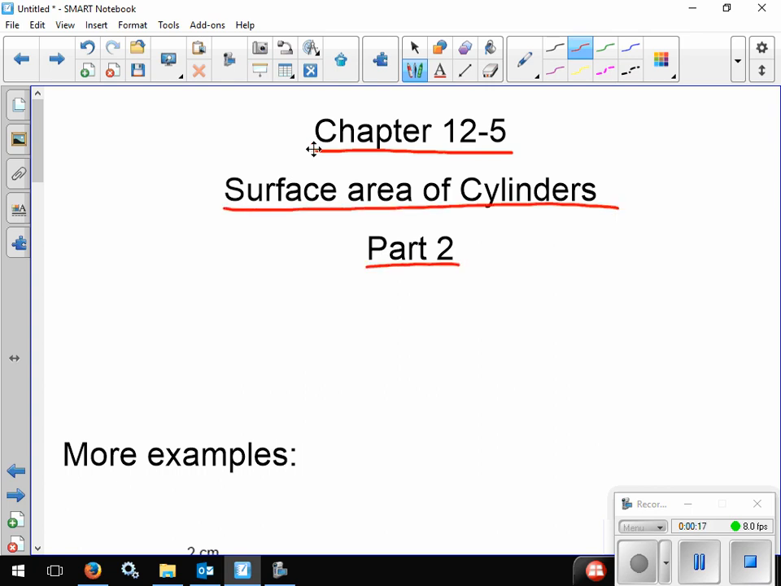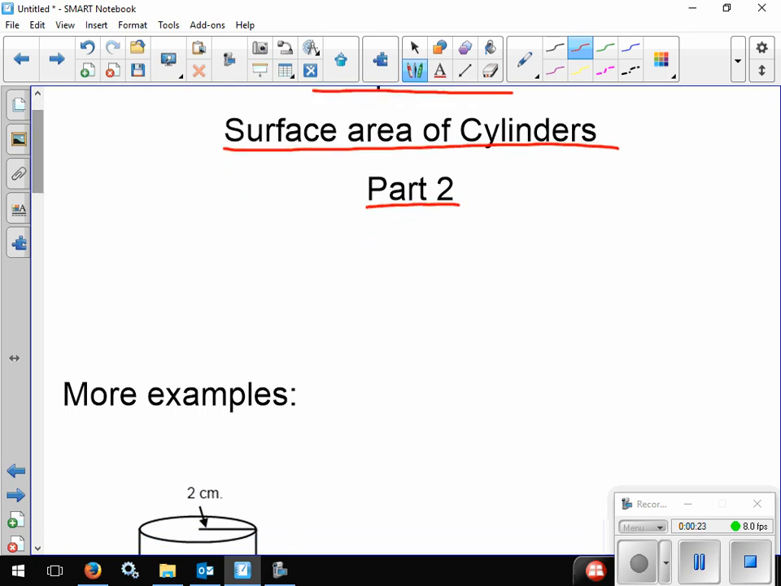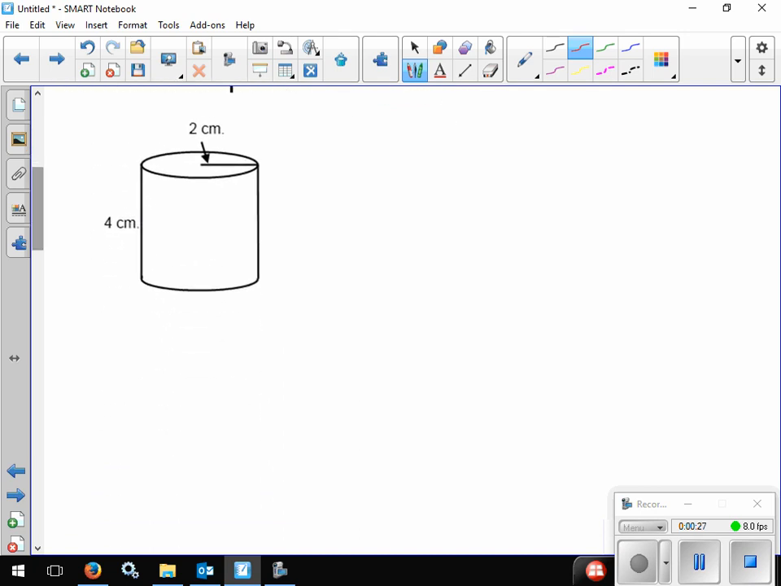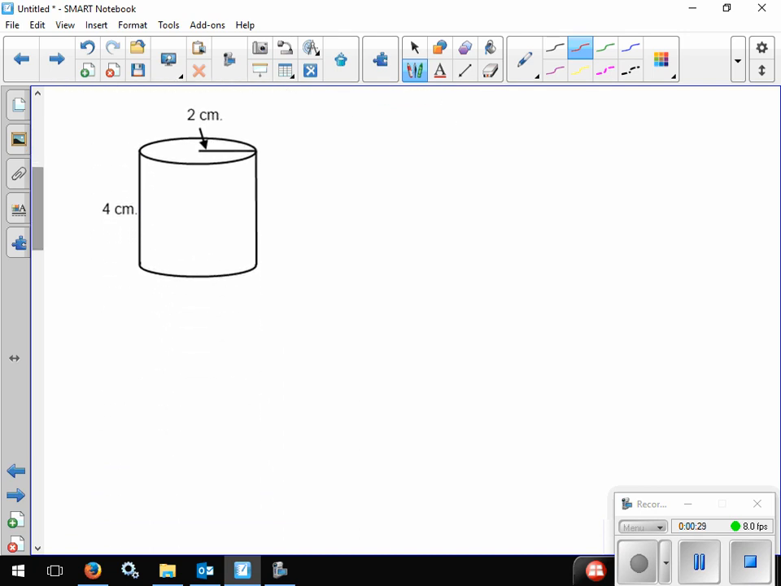So if you have not done surface area of a cylinder before, then you're in the wrong video. Go find part 1, because we're just doing more examples here. Okay, so here's another example. We have a cylinder. We have our radius, it's already given to us. We have the height. So now we just need our formula and we will solve.